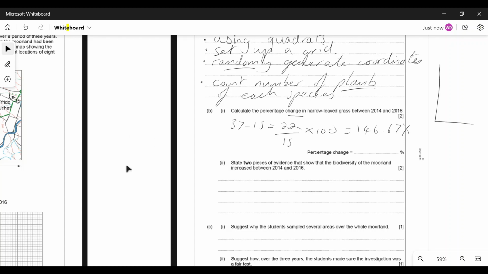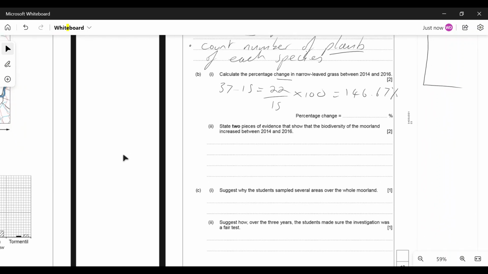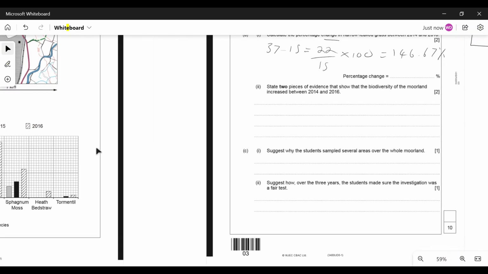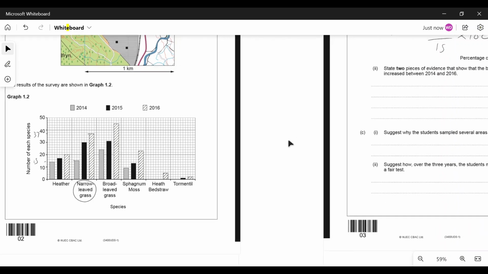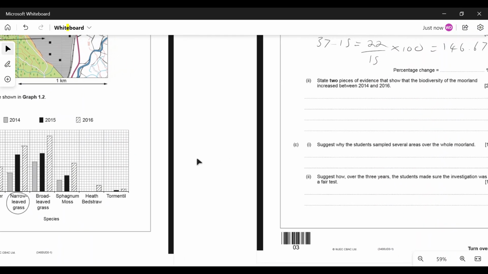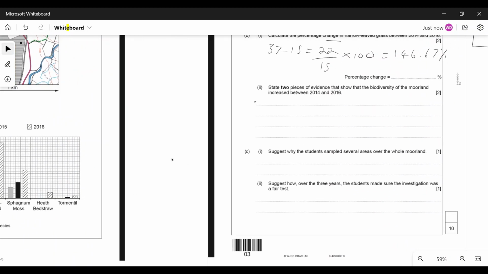State 2 pieces of evidence that show that the biodiversity of the moorland increased between 2014 and 2016. If you look at the graph, you should be able to see that the number of heather has increased, the number of narrow-leaved, broad-spectrum grass, sphagnum moss, all the number of individuals has increased. Okay, so first mark, the number of each species has increased, or the number of individuals within each species has increased.